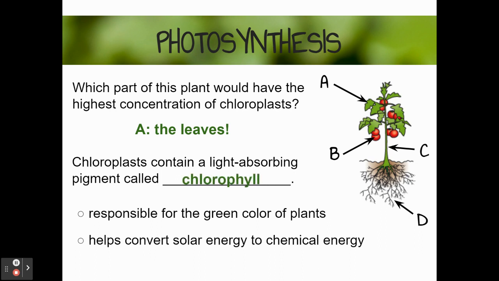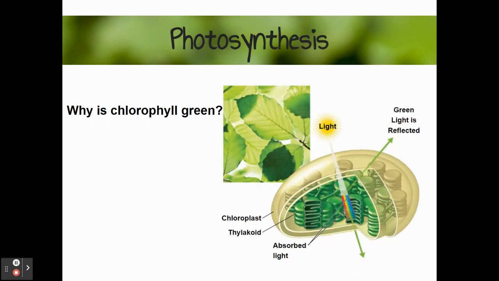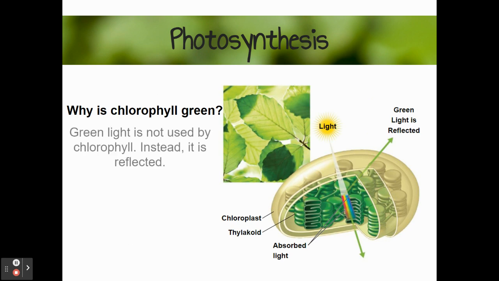Chloroplasts contain a light-absorbing pigment called chlorophyll. This is responsible for the green color of plants, and it helps convert solar energy to chemical energy. Why is chlorophyll green? Green light is not used by chlorophyll. Instead, it is reflected. So when you are looking at green leaves, you are actually seeing that green wavelength of light reflecting off of those cells. All the other colors, like red, blue, yellow, are absorbed and used for photosynthesis. But the green light is not used. It's reflected back into your eye.